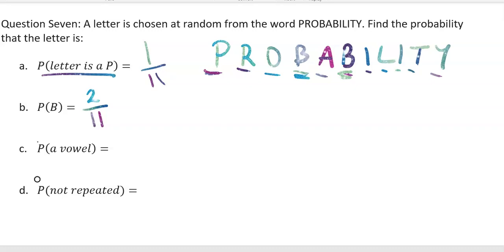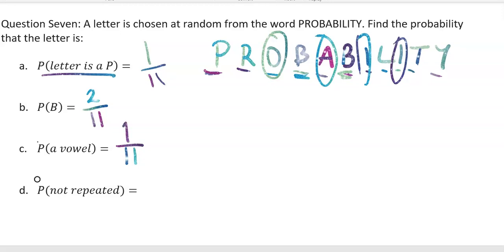What is the probability of choosing a vowel? It's going to be out of 11 because there's 11 cards. We have an O, an A, an I, and an I. So 4 vowels, so we have a 4 out of 11 chance.